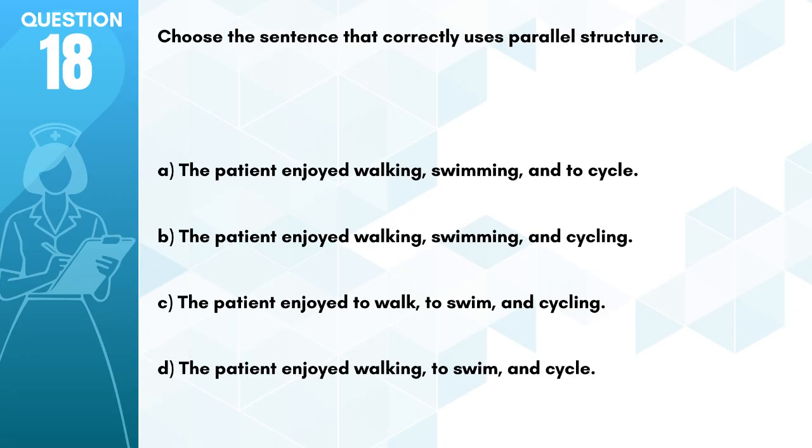Question 18. Choose the sentence that correctly uses parallel structure. A. The patient enjoyed walking, swimming, and to cycle. B. The patient enjoyed walking, swimming, and cycling. C. The patient enjoyed to walk, to swim, and cycling. D. The patient enjoyed walking, to swim, and cycle.